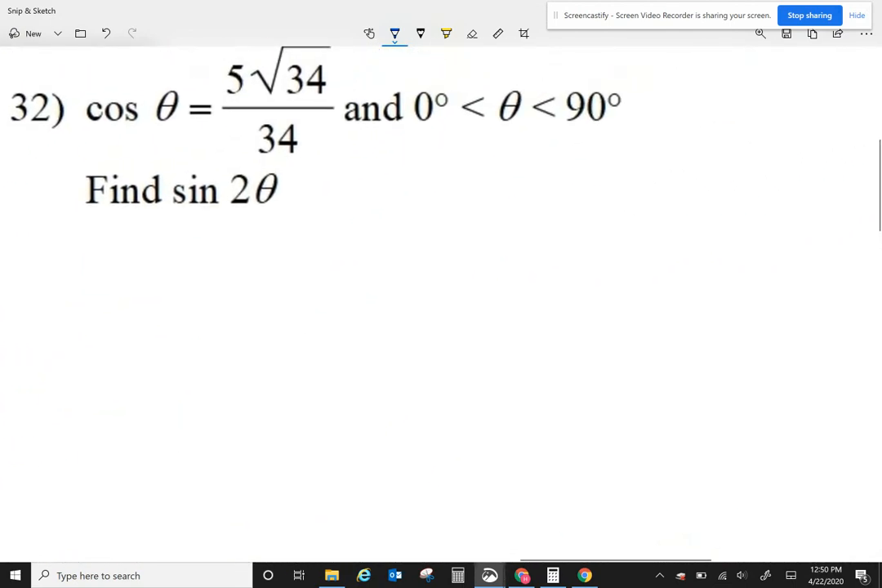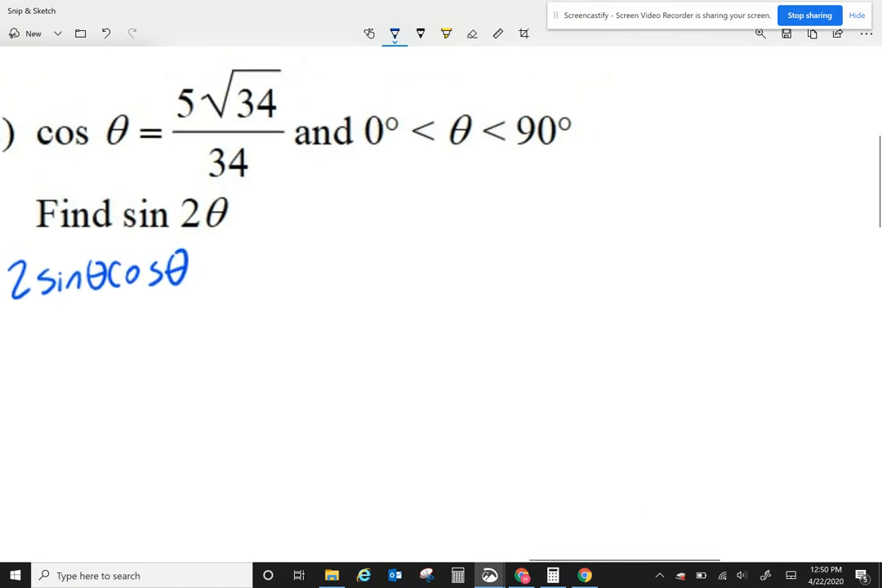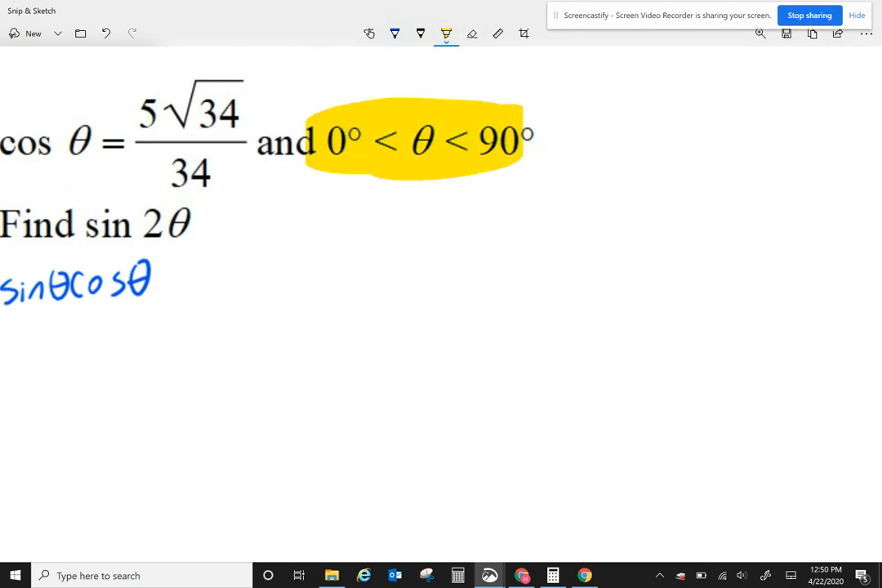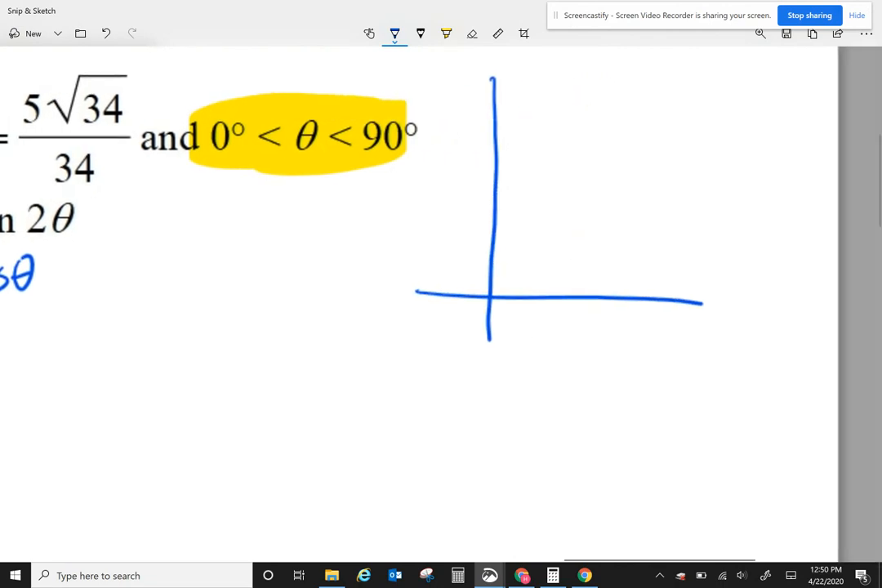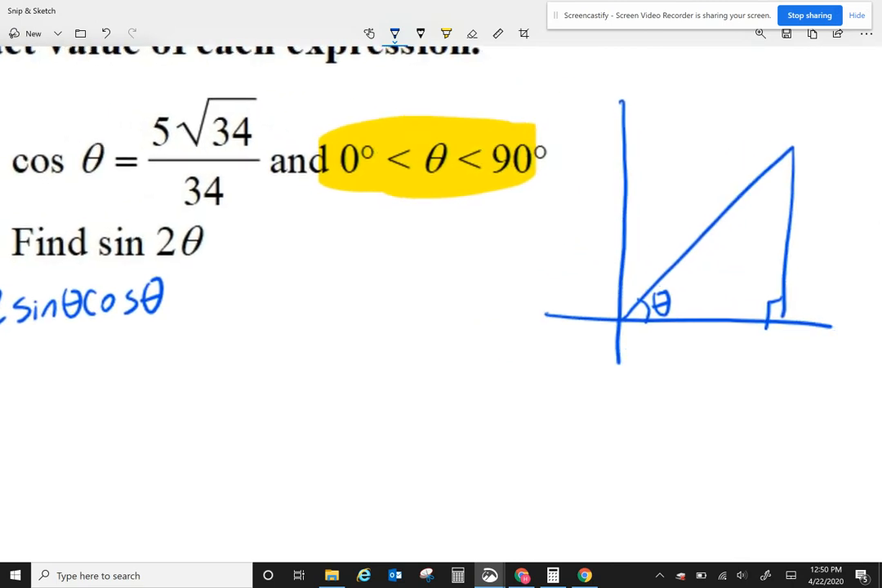Let's take a look at number 32. Sine of 2 theta. I know for sine of 2 theta, I gave you guys the formula 2 times sine of theta times cosine of theta. I look at theta and it says it's in between 0 and 90. That's the first quadrant. So I'm going to make my x and my y axis, making the first quadrant a little bit bigger. I have to create a triangle where the 90 degrees is on the x axis, so that's theta. I'm given the cosine, and I know cosine is adjacent over hypotenuse, so the adjacent is 5 radical 34. The hypotenuse is 34.